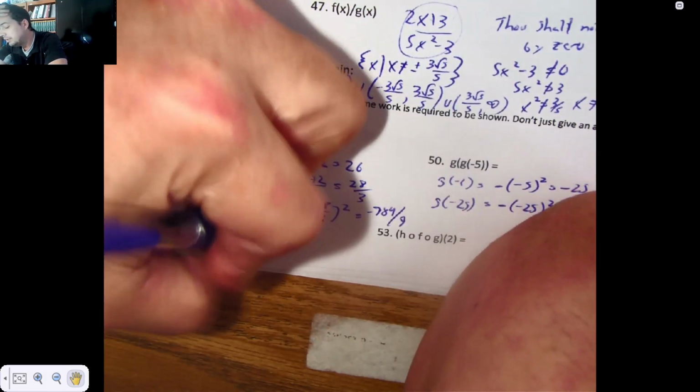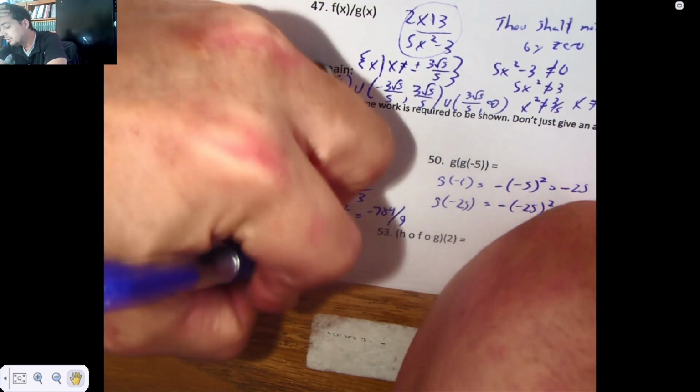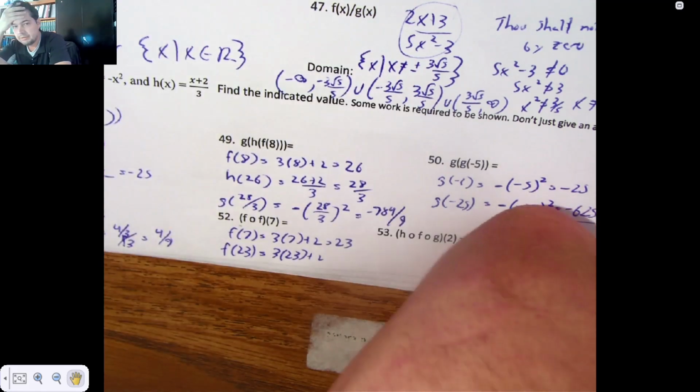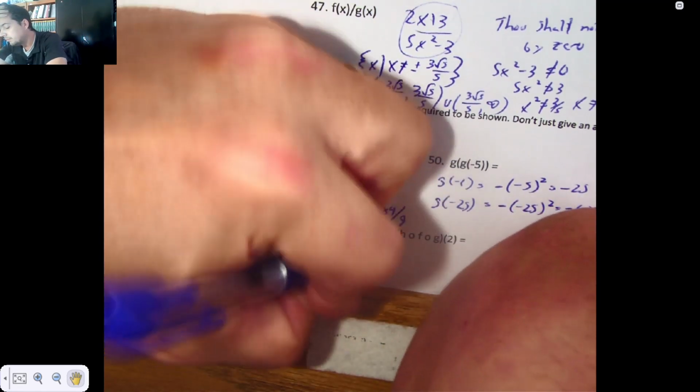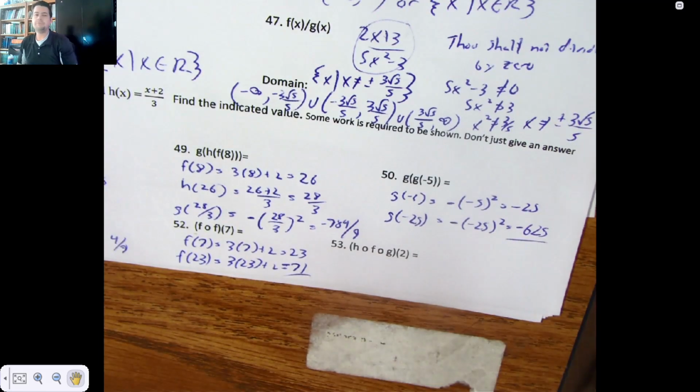F of f of 7. F was the easy function. It's 3x plus 2. So f of 7 is 3 times a 7 plus a 2, which is 23. Now I'm going to find f of 23, which is 3 times a 23, add a 2, which is 71. There's my answer.